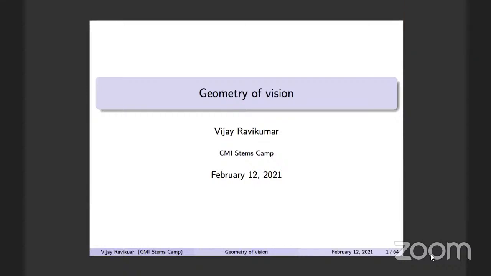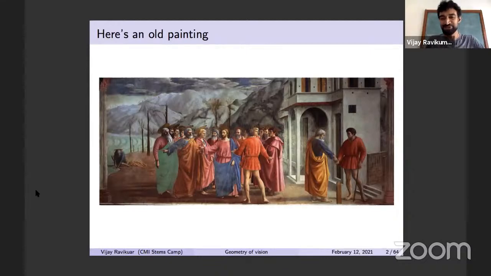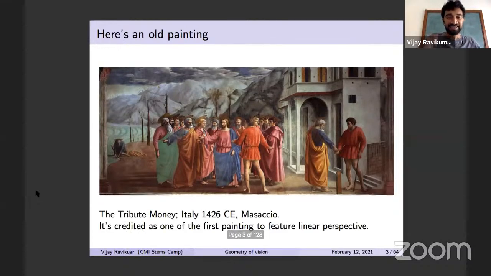And I want to get started by looking at some of the history of how we represent our vision on paper. To begin with, here's an old painting, which maybe you've seen, maybe you haven't, maybe it looks vaguely familiar. It's one of these paintings you probably only see if you've studied art history a little bit or looked through books of old paintings. It's called The Tribute Money. It's from Italy, 1426. And the special thing about this painting is it's credited as being one of the first paintings to feature something called linear perspective.